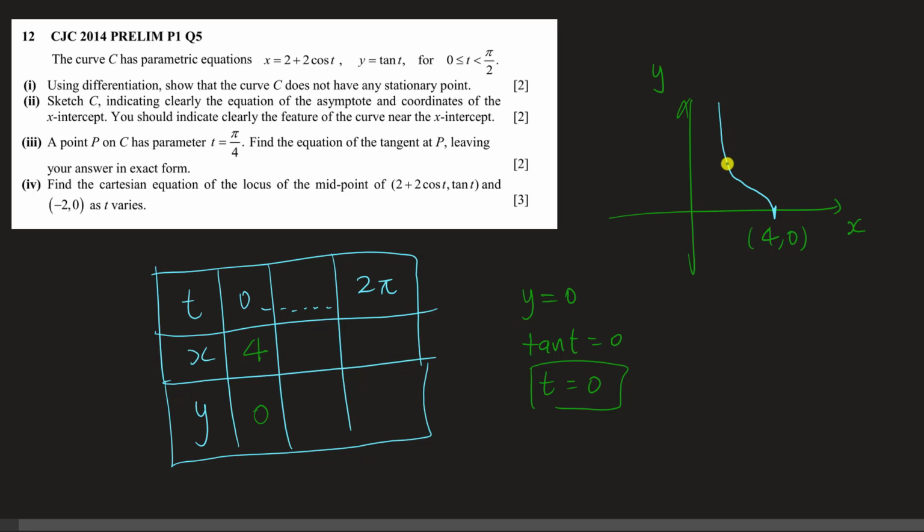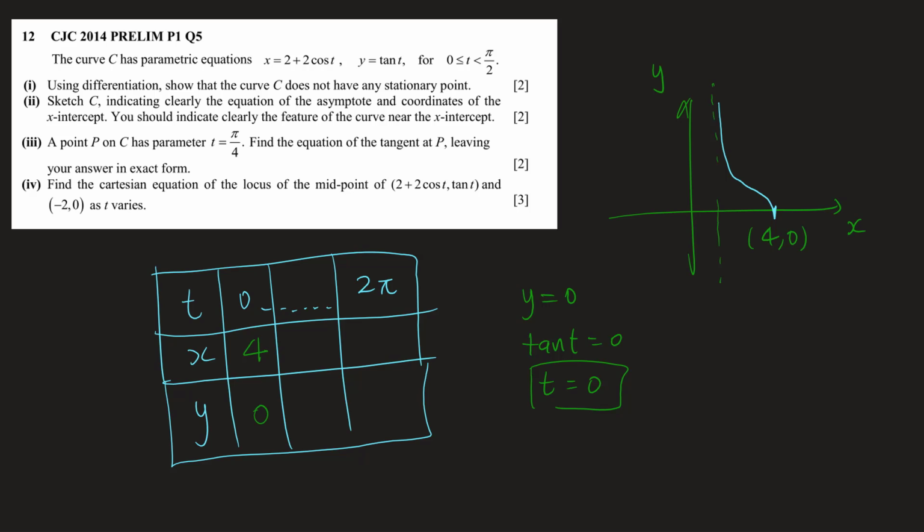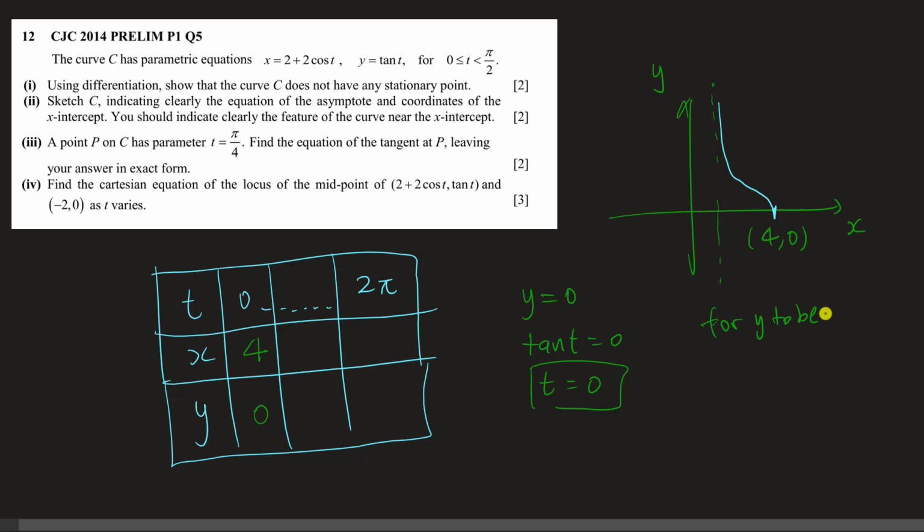Take a look at this. This sort of looks like there is some kind of asymptote, right? You should know because the question says so. It indicates clearly the equation of the asymptote. Vertical asymptotes happen when the y value is actually undefined, right? And if you were to go to the equation, for y to be undefined, tangent t must be undefined.